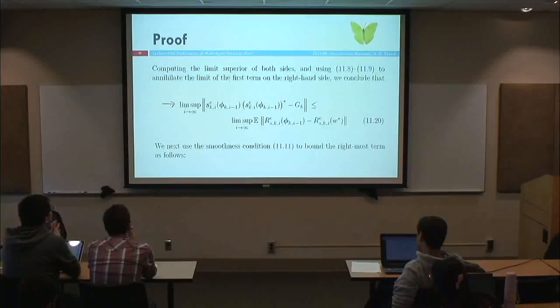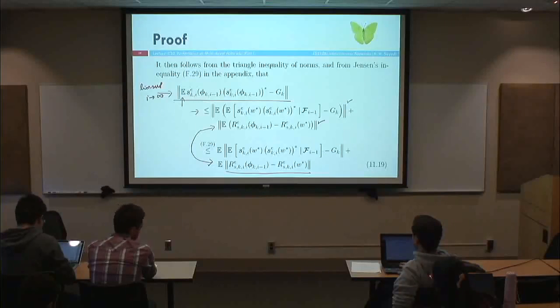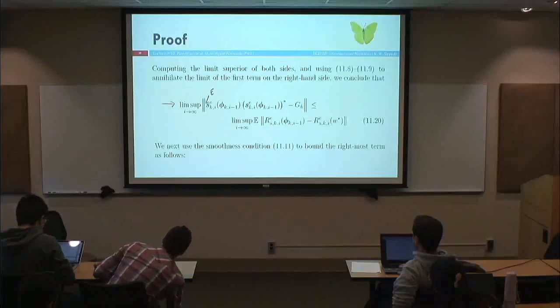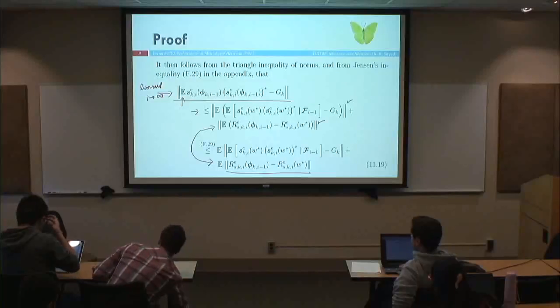There is a typo, right? An E is missing here. Correct? You see the E. Okay, there is a typo. Now, take the limit.